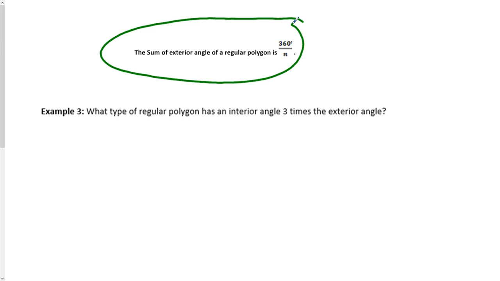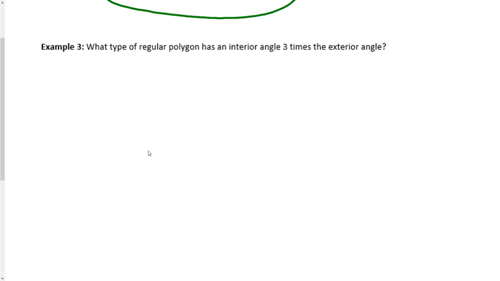Okay. Now let's look at the next one here. What type of regular polygon has an interior angle 3 times the exterior angle? Ooh, good question. Well, what's cool about that is we know that the sum of exterior angles has to equal 360 degrees, because that was what's stated in the rule above. And we know, due to this question, that the interior angle is going to be 3 times that of the exterior angle.